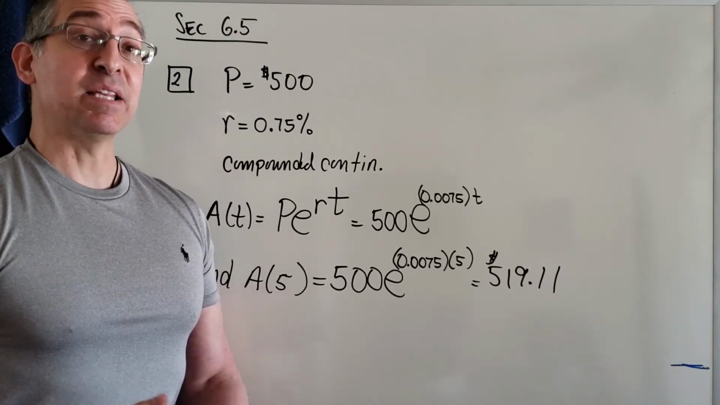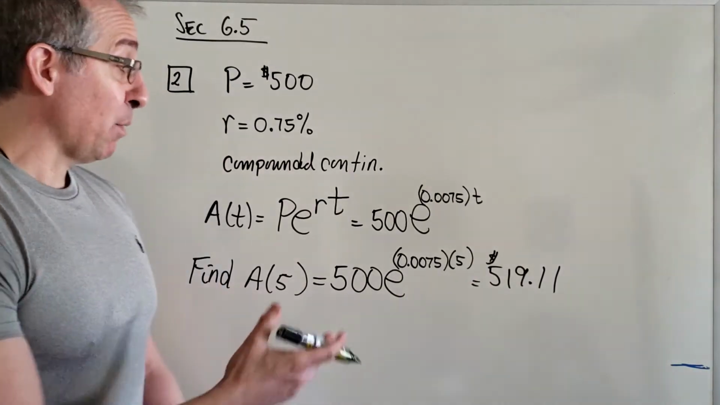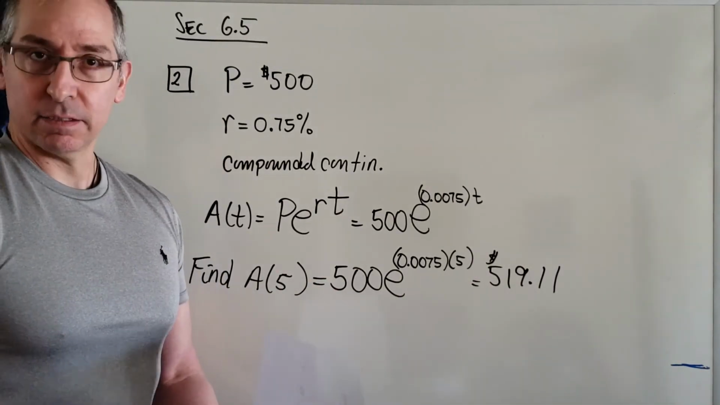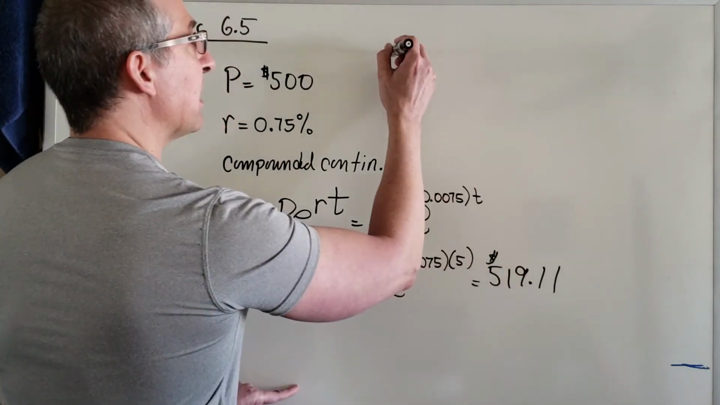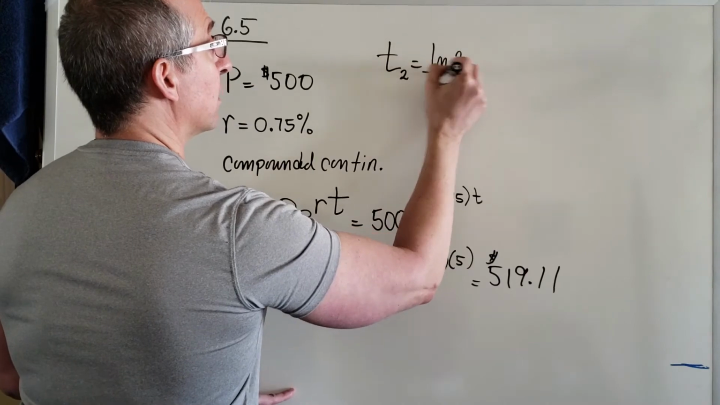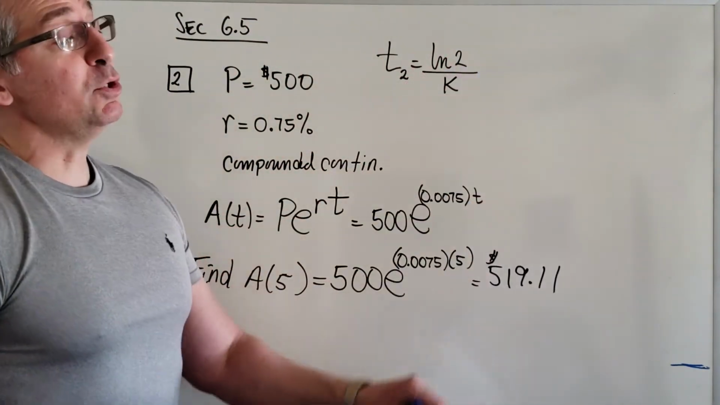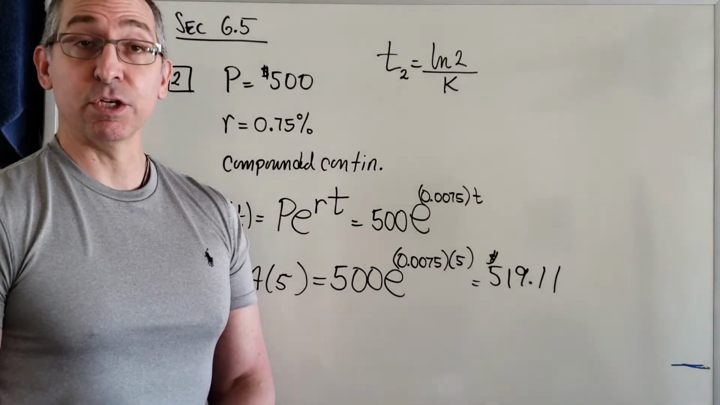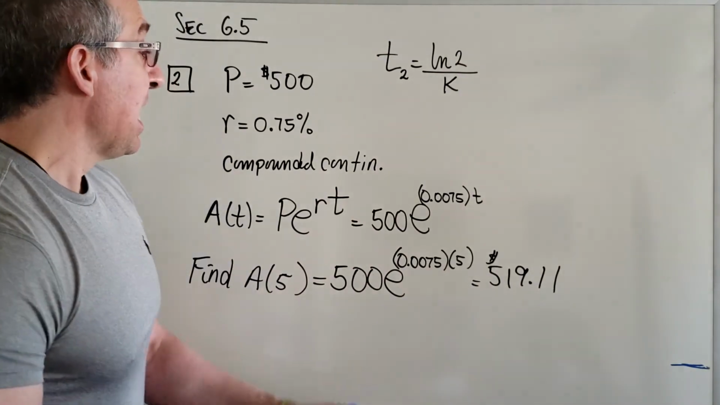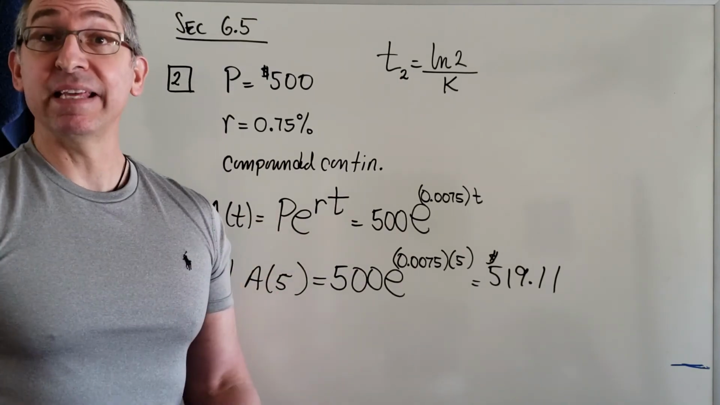Well, if you recall, gang, in the previous video, we developed a formula one time for all time that would help us find the doubling time. So I'm going to put that up here. The doubling time was the logarithm of 2 divided by k, where k was the growth rate or growth constant. And in this case, what they're referring to is the interest rate of the account.